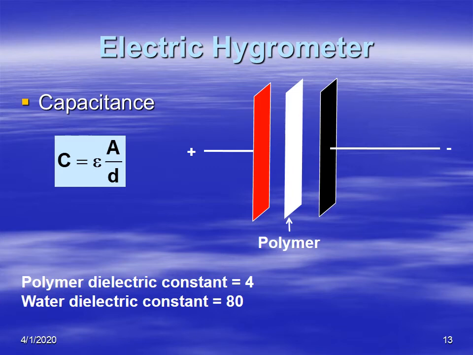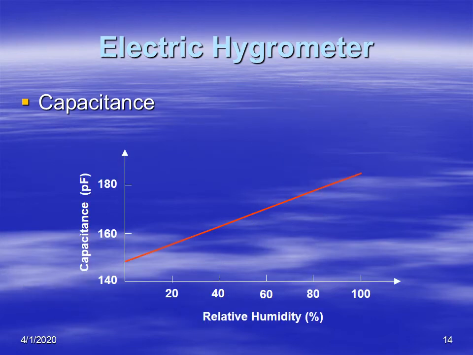So in other words, as this polymer absorbs water vapor, its dielectric constant actually increases, and that'll increase the capacitance of this circuit. And this chart shows the increase in capacitance in picofarads with the increase in relative humidity along the bottom in percentage.